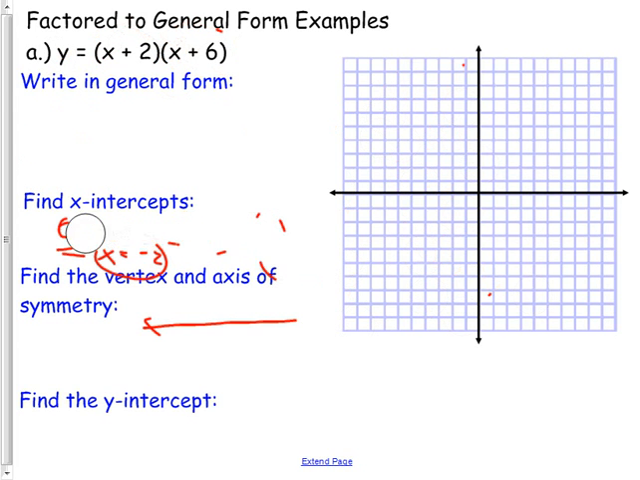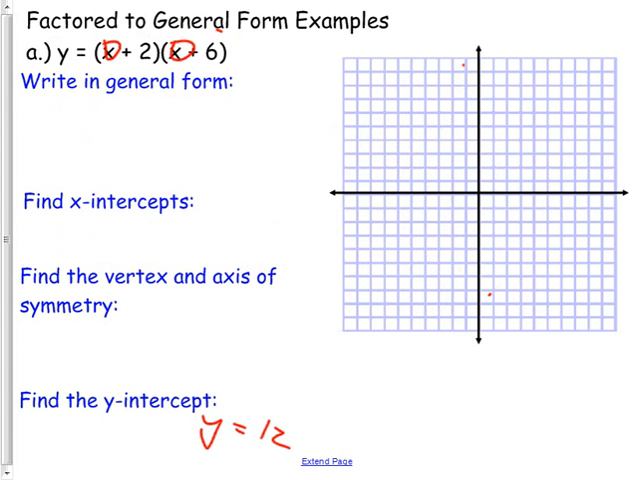I can stick in a 0 here and here, and I'll get 2 times 6, which would be 12. There's the y-intercept. Okay? And if you want the y-intercept as a point, remember the y-intercept is where x is 0. So it's 0, comma, 12. It's easy to get those confused, though, isn't it? 12, 0, or 0, 12. The y-intercept is where x is 0.